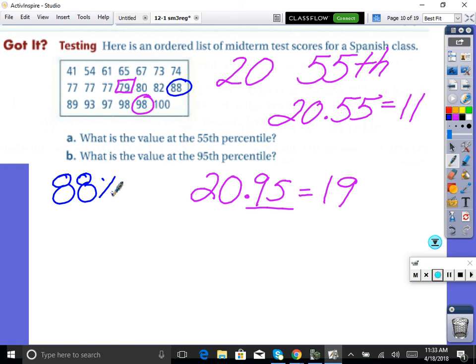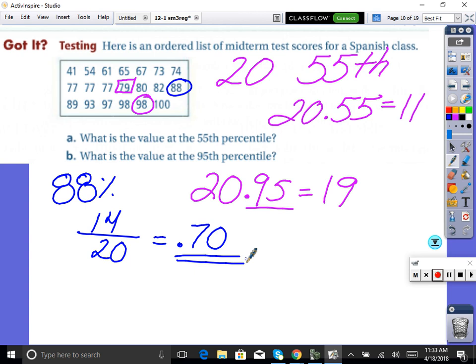So what would we do? What do we count in? Wasn't that the 1, 2, 3, 4, 5, 6, 7, 8, 9, 10, 11, 12, 13? Wasn't that the 14th best score? The 14th best out of 20. So what percent is that? 0.70, isn't it? So that means you fell within the 70th percentile. 70% of students fell at or below you. Does that make sense? Okay.